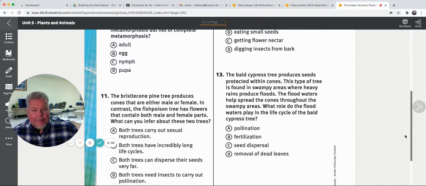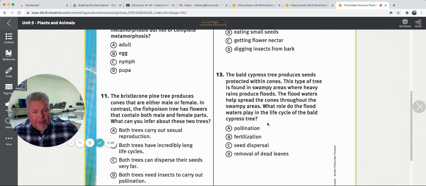13, the bald cypress tree produces seeds protected within cones. This type of tree is found in swampy areas where heavy rains produce floods. The floodwaters help spread the cones. Now remember, inside the cones are seeds. They spread the cones throughout the swampy areas. So what role do the waters play in the life cycle of the bald cypress tree?